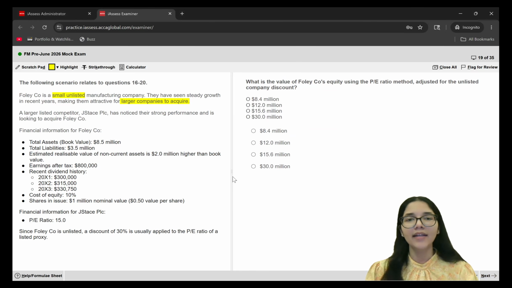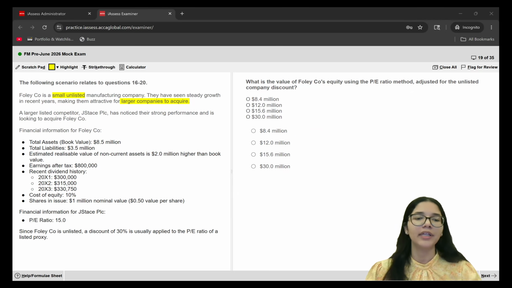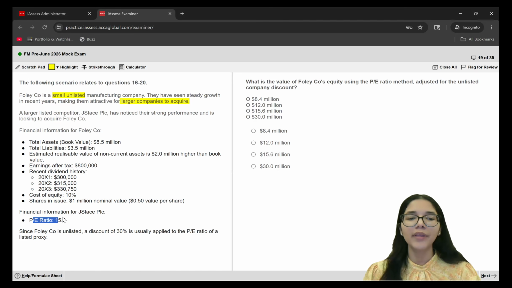Moving ahead to the second last question basis this case study. What is the value of Foley company's equity using the PE ratio method adjusted for the unlisted company discount? So I have to adjust for the fact that this company is unlisted, so it has slightly lesser value than a listed company. I have the PE ratio given to me of J Stace. J Stace is a listed company. So if I'm using their PE ratio, my valuation will not be exactly the same as theirs. I will have to apply a 30% discount.